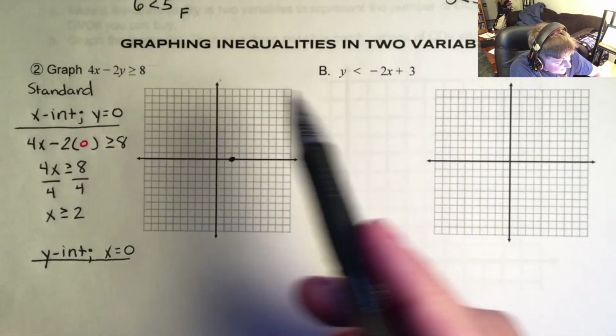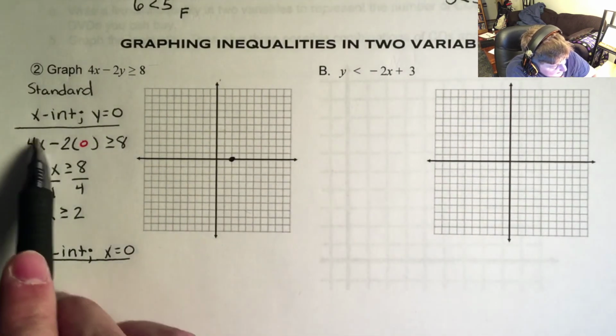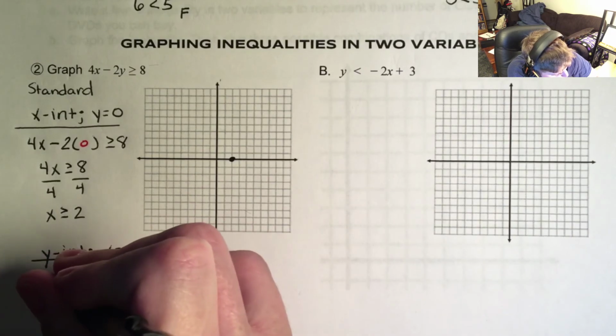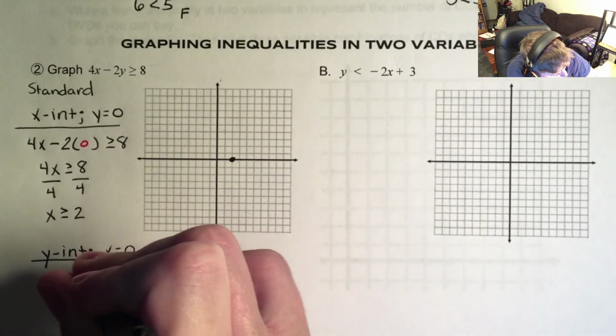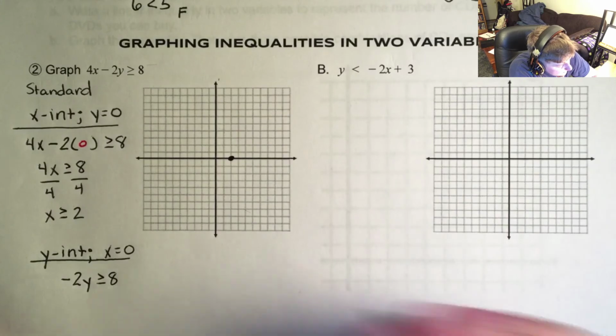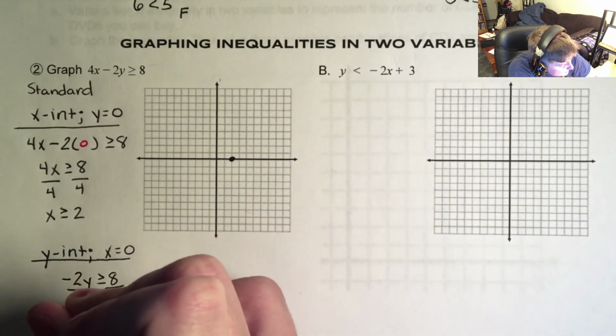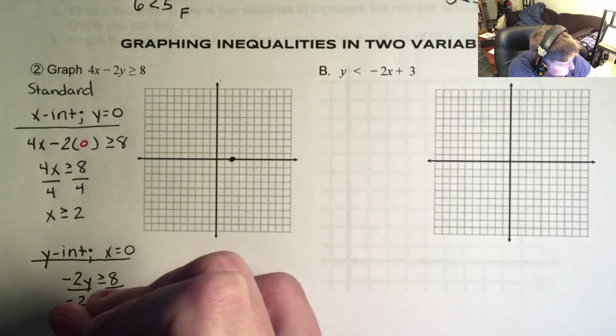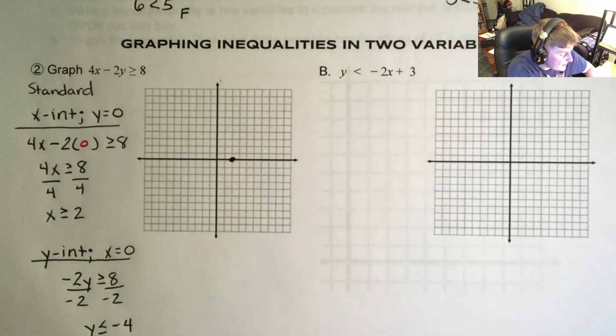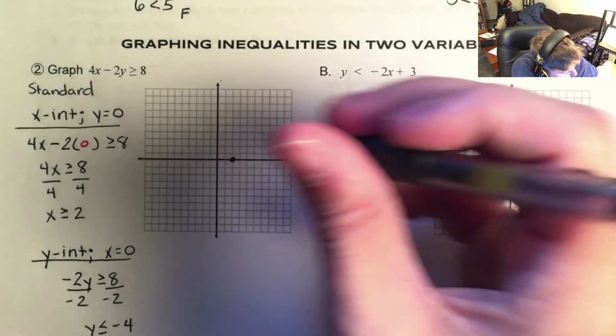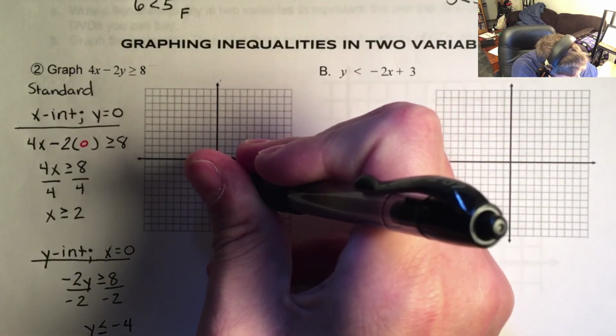So that means I can get rid of the x completely, and I can just write negative 2y is greater than or equal to 8. Okay, and then I just have to solve for y. So y is less than or equal to negative 4. This is just a nice reminder that you need to flip your sign when you multiply or divide by a negative. So negative 1, negative 2, negative 3, negative 4.